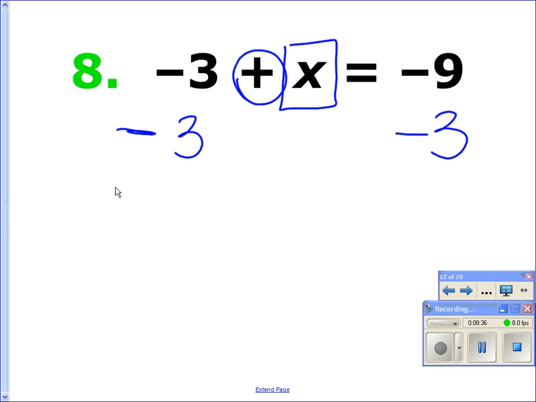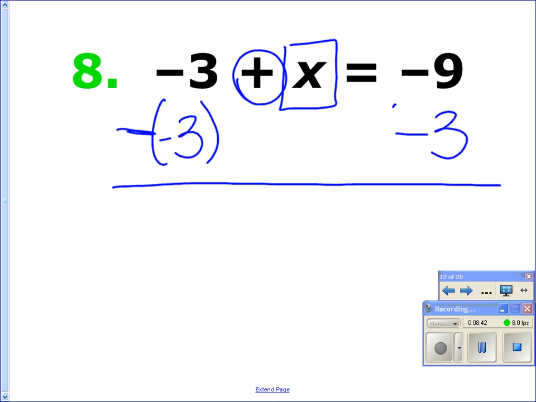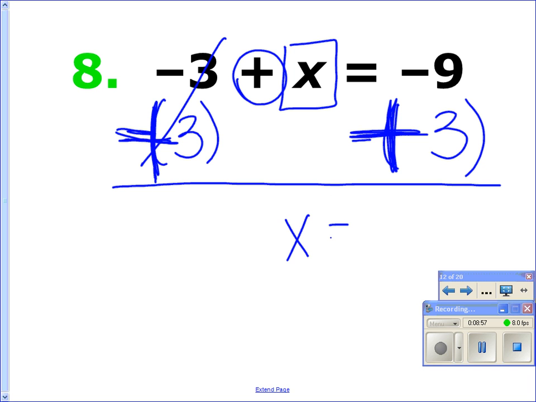Okay, all right, or subtract negative 3 on both sides, sorry. Okay, we see two negatives right by each other, so that makes a plus, or both of them, so it's now positive 3. Negative 3 plus 3 cancels out, left with x equals negative 9 plus 3.